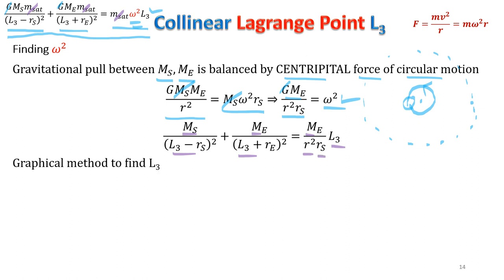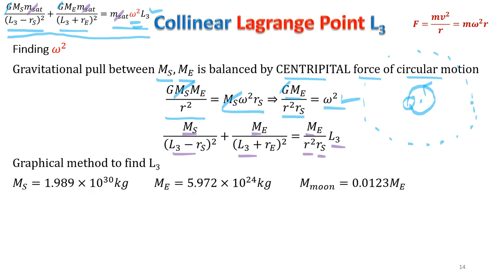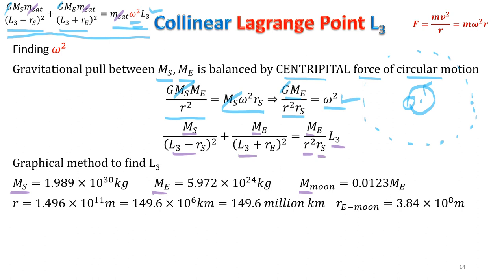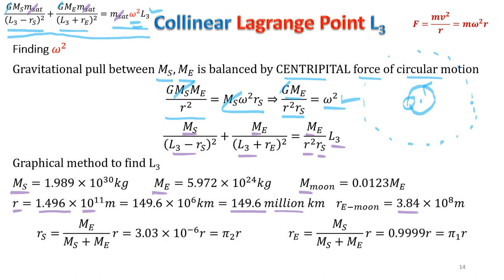So we are almost done, and we are going to explore the graphical method to locate L3. These are the values of mass of Sun, mass of Earth and mass of Moon we are adding together as a correction factor, and R we know it is 1.496 into 10 power 11, which we call 149.6 million kilometers. And this we are accounting the distance, we are not actually using it anywhere. Then RS we can write by substituting these values. Pi 2 we have 3.03 into 10 power minus 6, almost very very small. And I'm going to talk about this radius, and I'm going to compare it with this. And RE is MS upon MS plus ME times R. So this pi 1 is 0.9999, that is almost 1 times R.